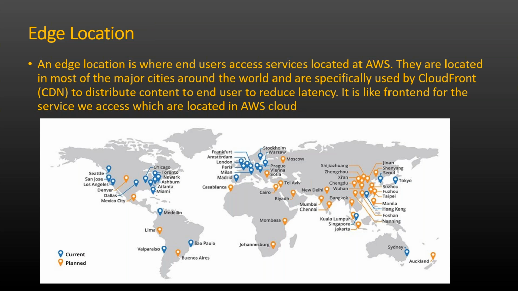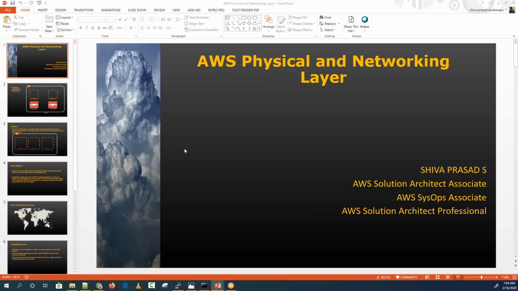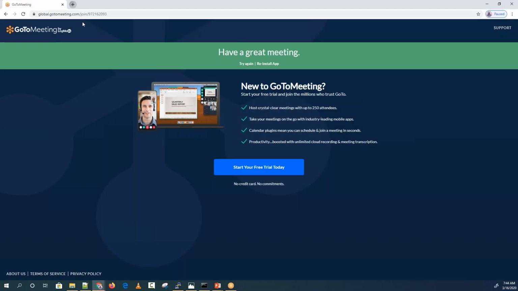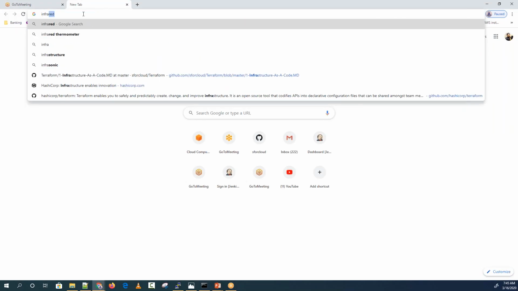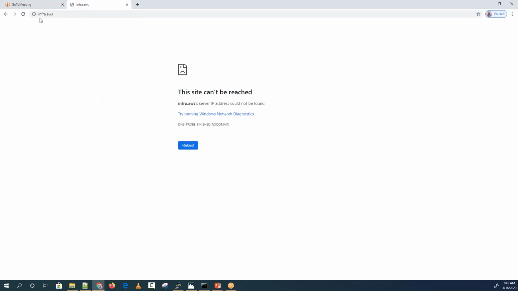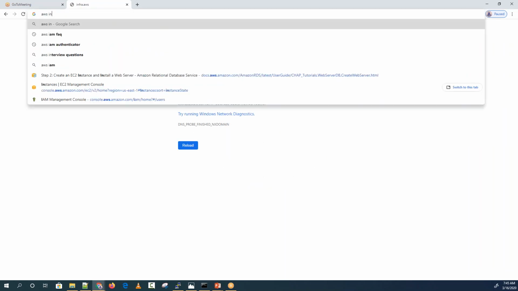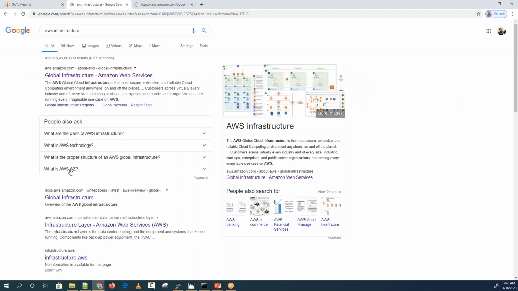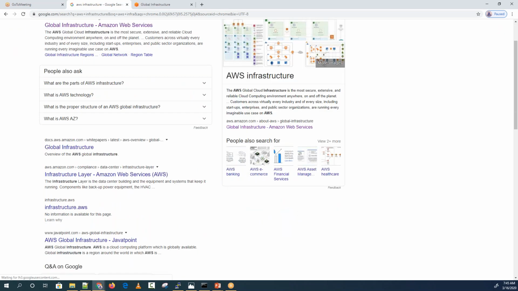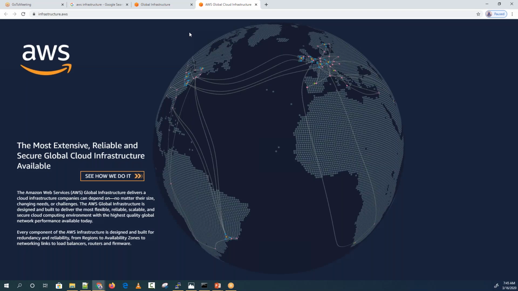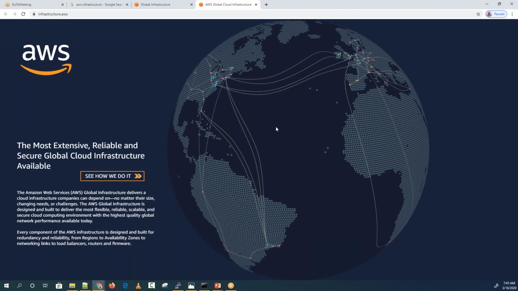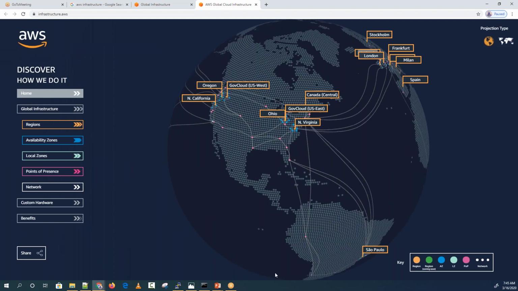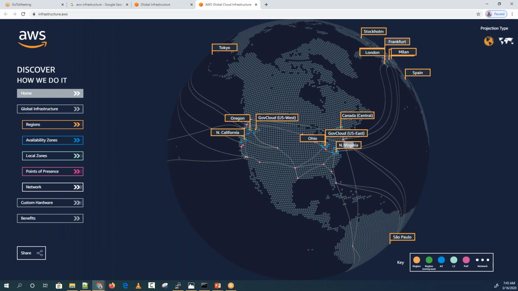Got it? Yes. So let us see all of this that we discussed. Amazon has recently come up with a beautiful website. Let me show you that. Infrastructure.aws. See guys, it's an interactive globe, by the way. Whatever you see here now, see origin, California.